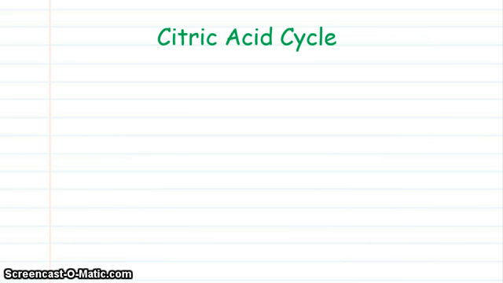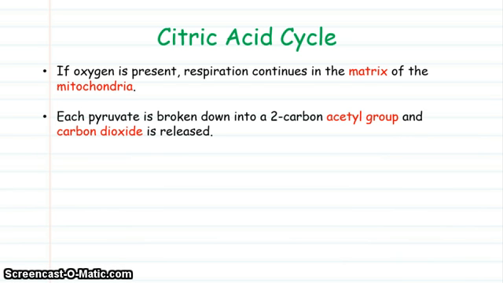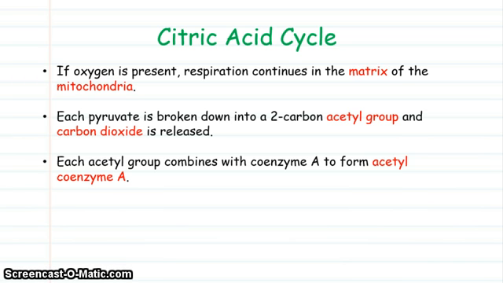The second part of respiration is the citric acid cycle that now takes place in the matrix of the mitochondria. Now, at the beginning of the citric acid cycle, each pyruvate, remember there's going to be 2 pyruvates produced per glucose molecule, is broken down into a 2-carbon acetyl group, and the molecule carbon dioxide is released. The acetyl group combines with a coenzyme A to form acetyl coenzyme A.